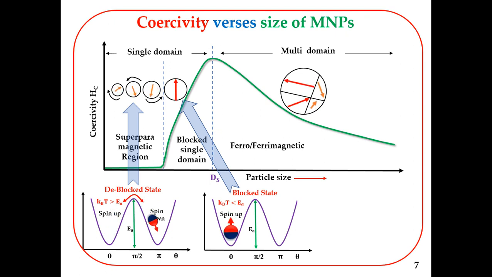In the blocked state, we have a system blocked in one well. You can see this by this arrow. So in the single domain region, these two states are very important, and in the superparamagnetic state, we cannot use these particles for data storage. If you want to use smaller particles for data storage, you must have TB above room temperature.